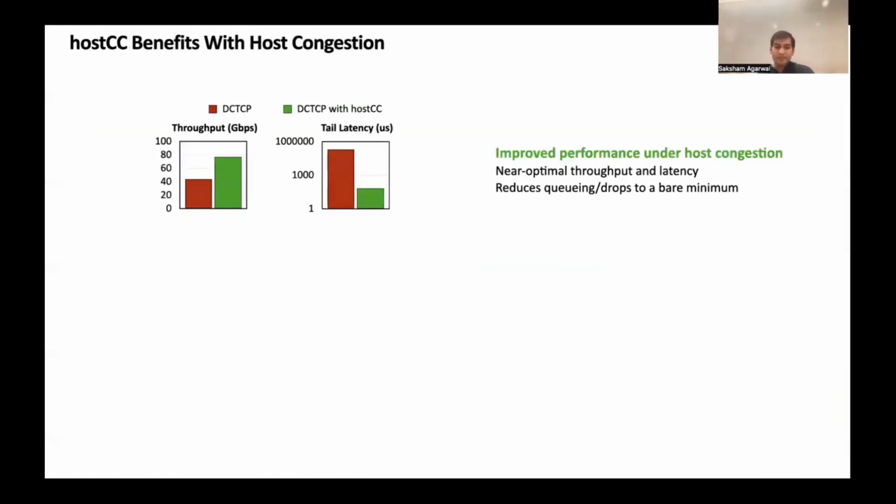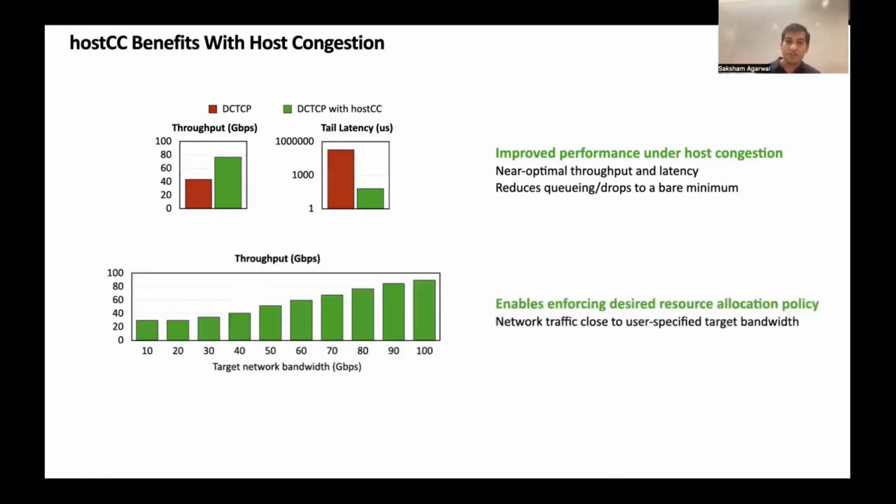This slide shows the HostCC benefits under host congestion at a glance. HostCC achieves high network utilization and low tail latencies under host congestion regimes. This is enabled by HostCC significantly reducing the queuing and packet drop rates at the host. HostCC's host local congestion response also enables enforcing desired host resource allocation policies. For example, we clearly see that network traffic achieves increasing throughput with increasing target bandwidth for the network traffic, which is specified by the user.